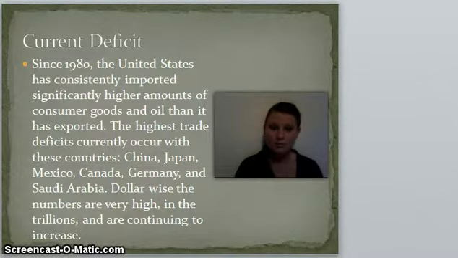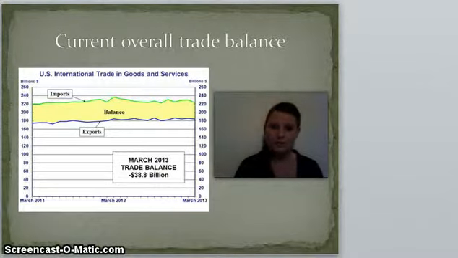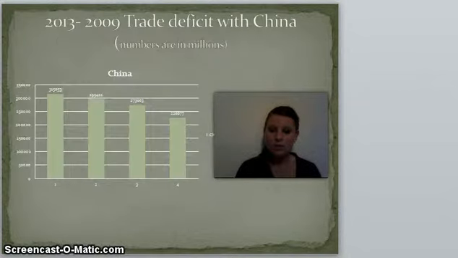problem this is. This is a graph for the current overall trade balance from March 2013, which compiled the first quarter from January to March 2013. Right now it's at a 38.8 billion deficit overall trade balance. The next few graphs are going to show country by country what our trade deficits are. These numbers are all in the millions, and they go from left to right from 2012 to 2009.